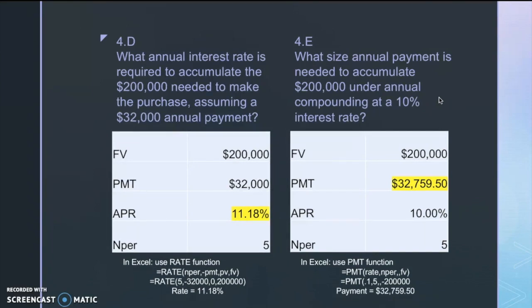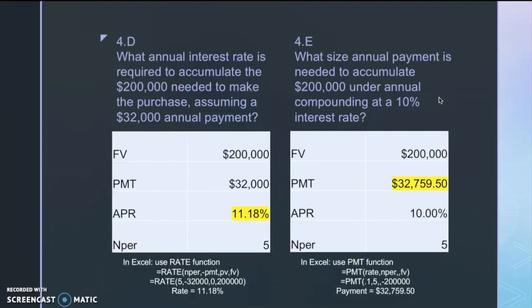For Part D, what annual interest rate is required to accumulate the $200,000 needed to make the purchase, assuming a $32,000 annual payment? We're going to use Excel's rate function again. So we plug our numbers in, and we are told that to accomplish this, we need to have a rate of 11.18%.